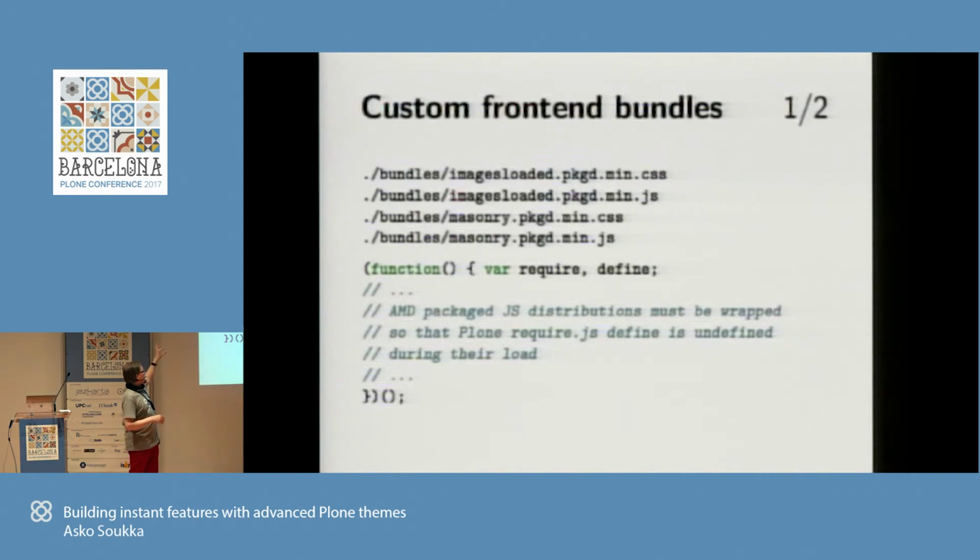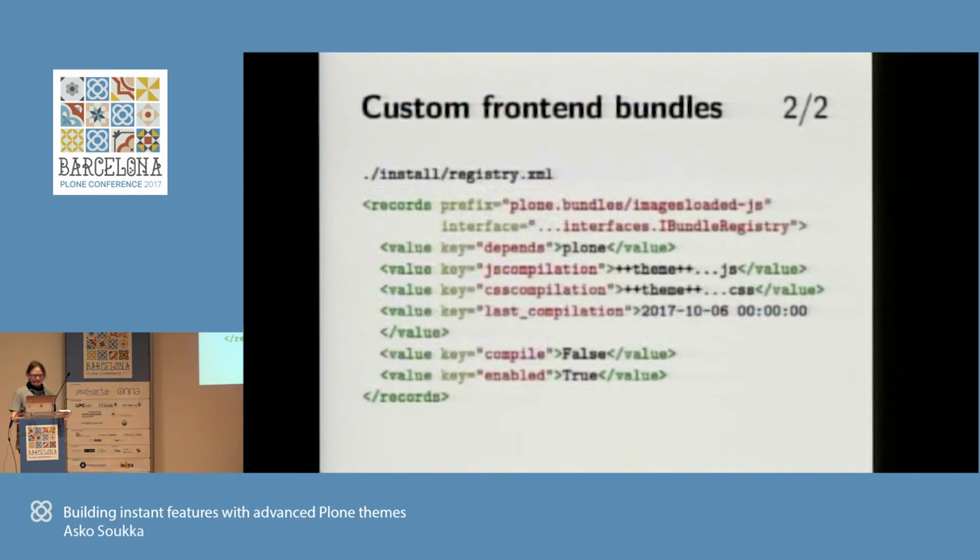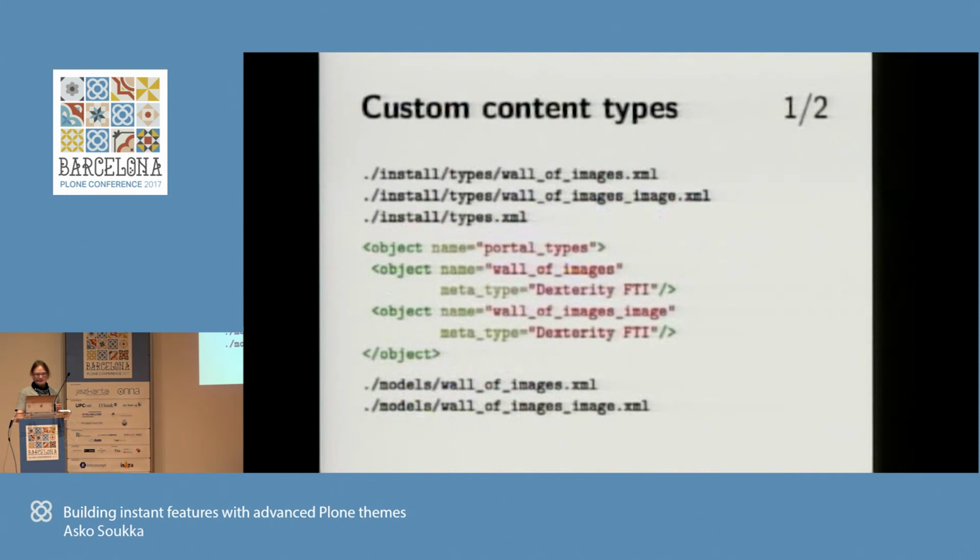You need to wrap them with a few lines at the top of the file and one line at the bottom of the file, so that it doesn't find your required JS configuration at load. And then you need to have the normal registry configuration for the bundle. So you can see these completely in my theme examples.